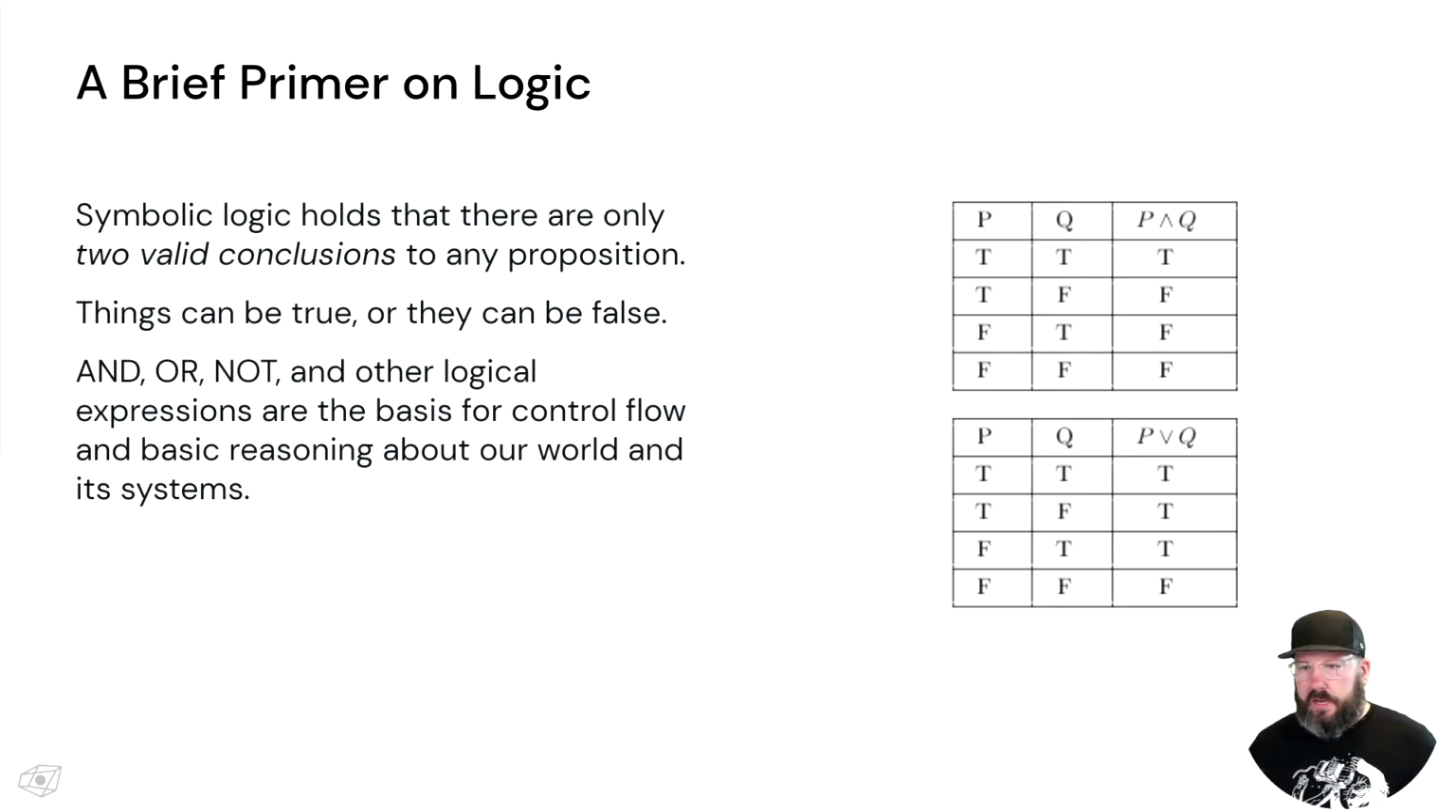Now, let's start out with a brief primer on logic. Classical symbolic logic, that you might be familiar with from taking a CS class, holds that there's 2 valid conclusions to any proposition, true or false. In this world of symbolic logic, things can be true or they can be false.